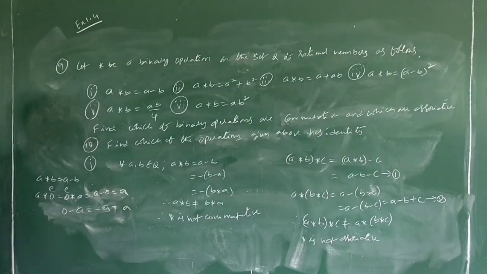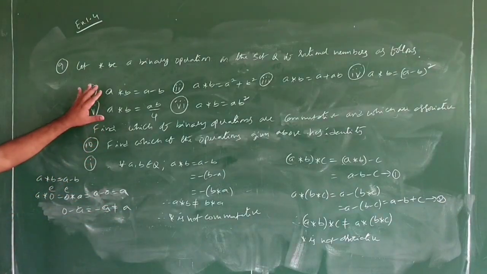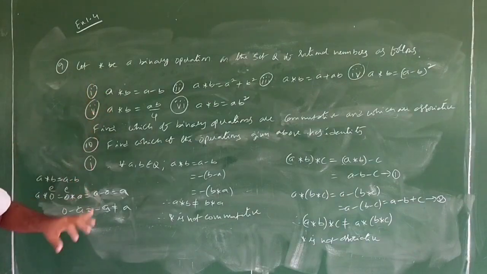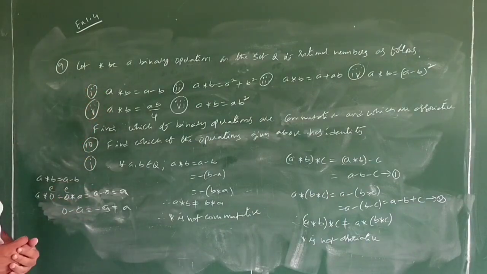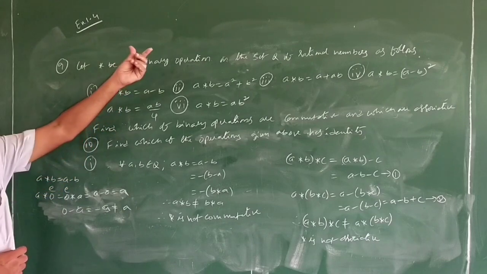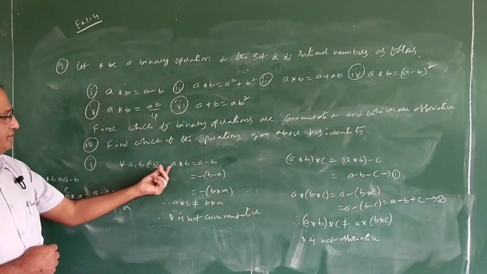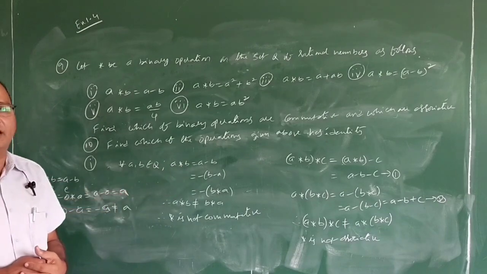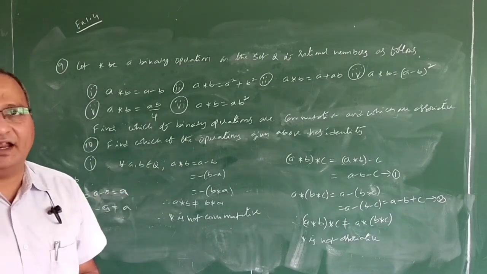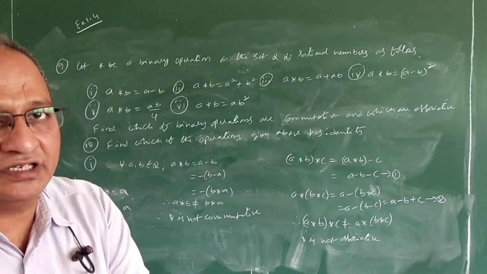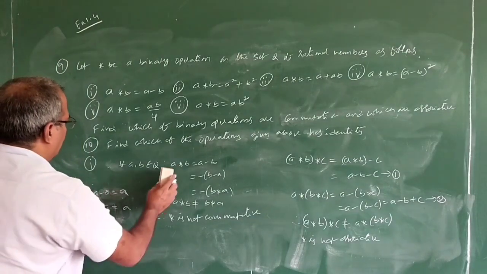So therefore what can we say? It does not have an identity. So in the first problem, in the rational number set with respect to star, there will not be any identity element in the rational numbers. Now come to the second one.